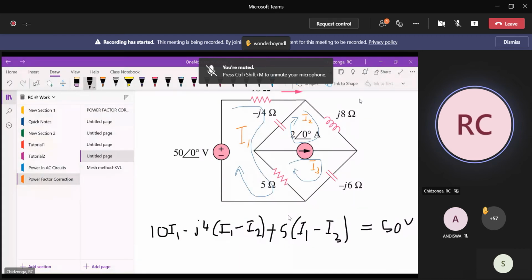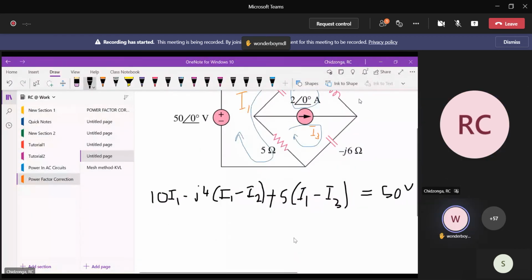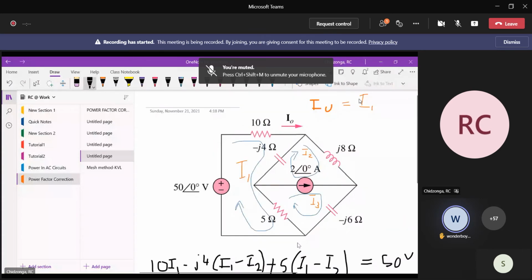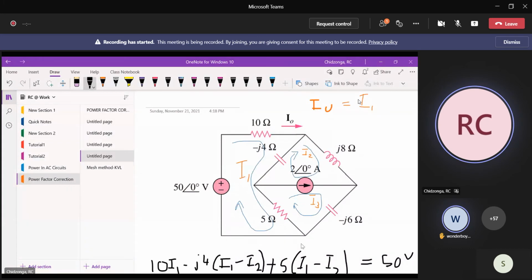Is that a question? No. Okay, thank you. You can ask. So I want to ask, the diagram, only the diagram. Yes. Okay, we need to find out I0. That's correct. I1 is equal to I0. That is correct. You can see that from the diagram because I0 is the current flowing in the 10 ohm resistor.